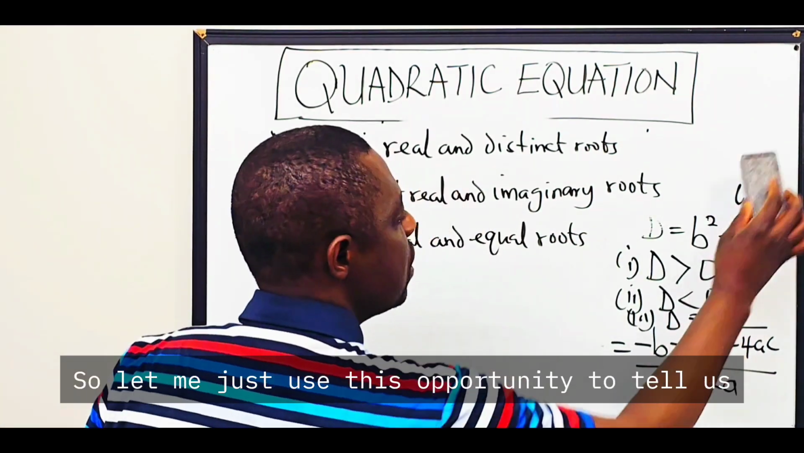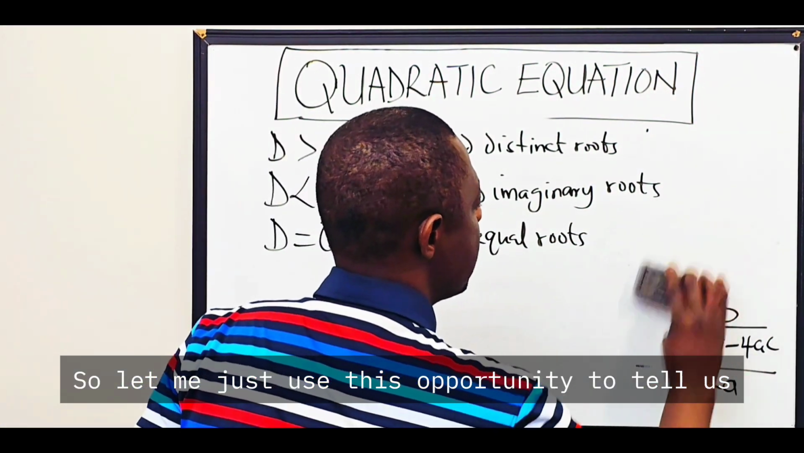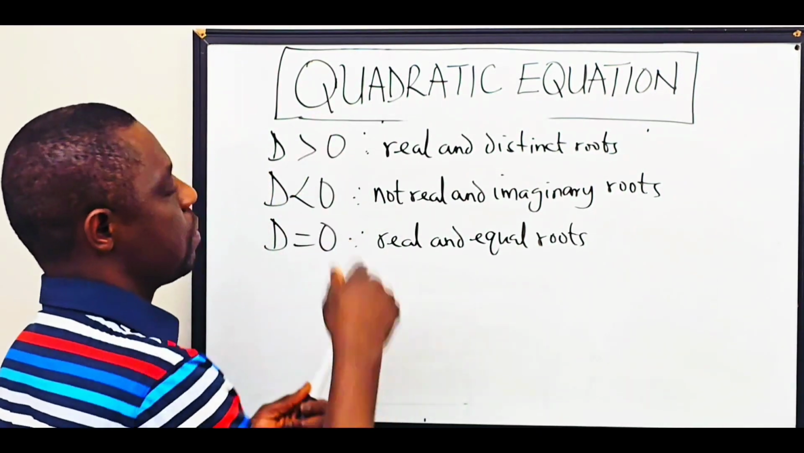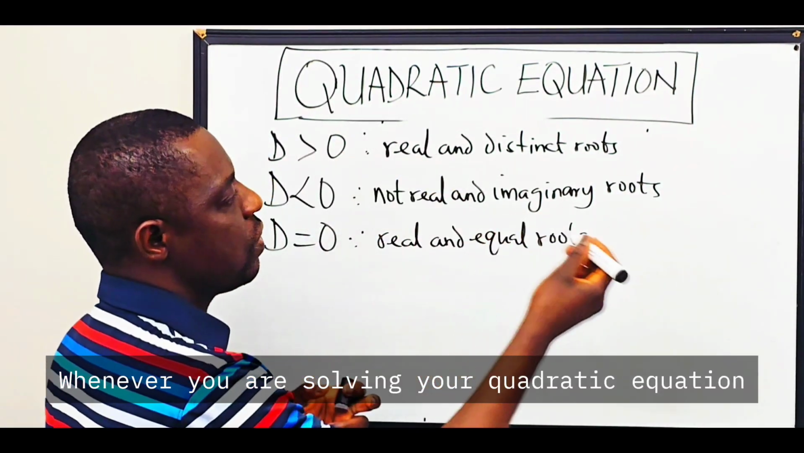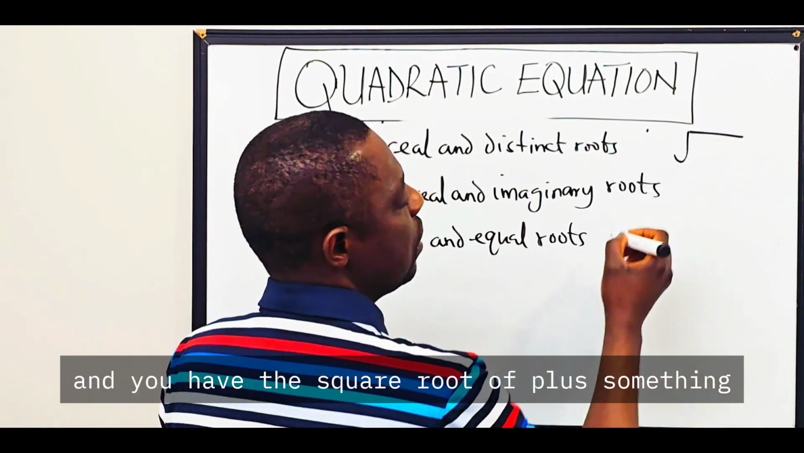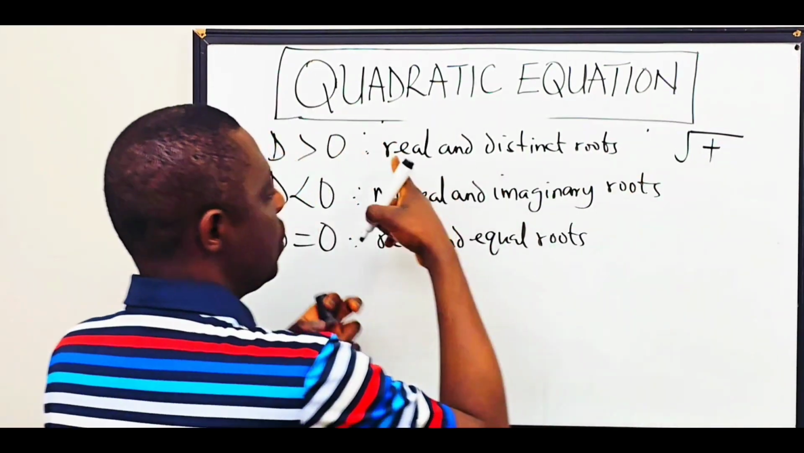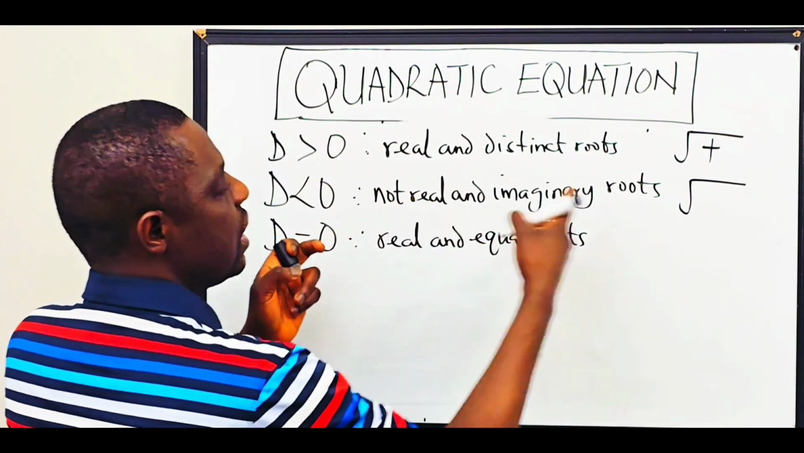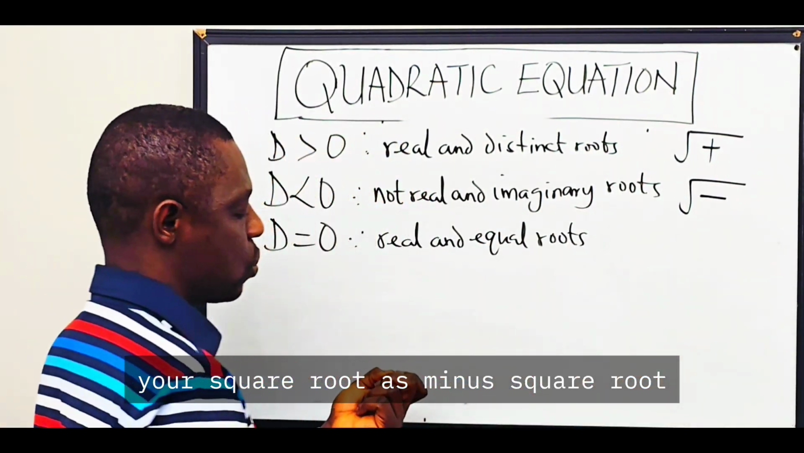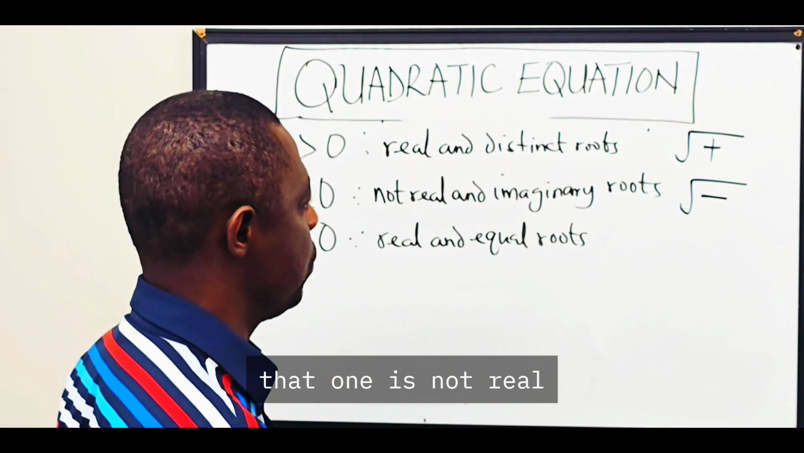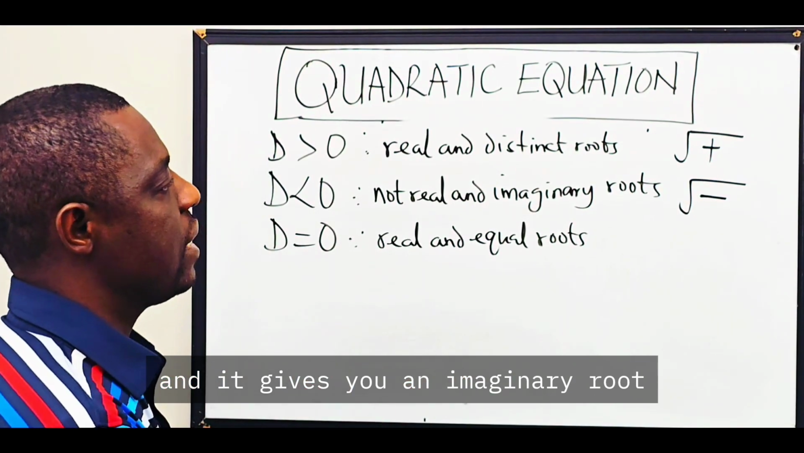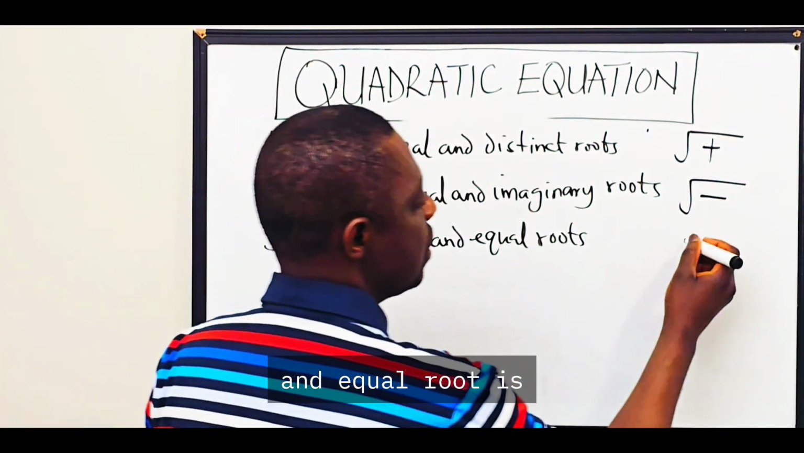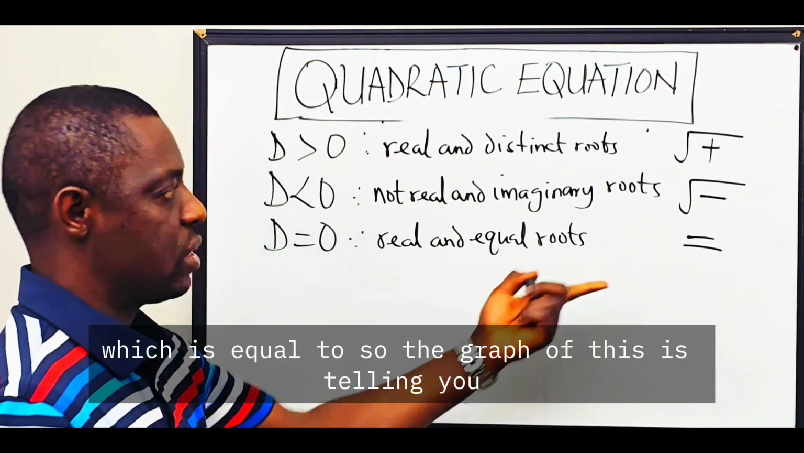So let me just use this opportunity to give a layman's explanation of this. Whenever you are solving your quadratic equation and you have the square root of a positive number, you have real and distinct roots. But when you have the square root of a negative number, that one is not real and it gives you an imaginary root. What about the real and equal root? That is when you have a perfect square, which is equal to 0.